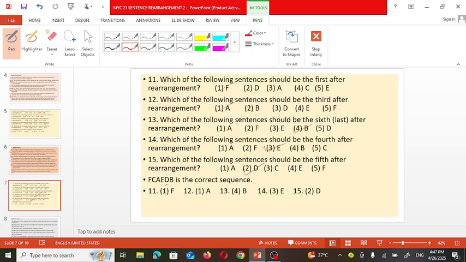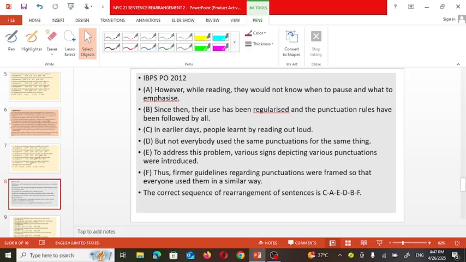So our answers will be like that: F, A, B, then E and D. So 1, 1, 4, 3, and 2. Now let's see the next example.